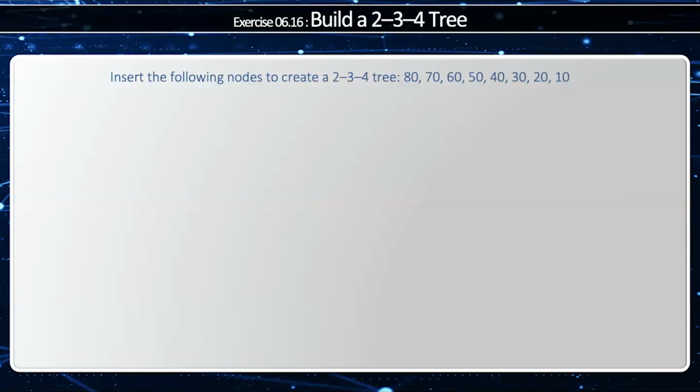I'm going to insert the following nodes into a 2, 3, 4 tree. First 80, and since 80 is the first node, then it's going to be by itself. Then 70. 70 is less than 80, so it goes to the left of it. And then 60. 60 is smaller than 70, so it goes to the left of it. Now I'd like to add 50, but this node is full. This requires me to split the node, so 70 will go up, and 60 and 80 will remain.